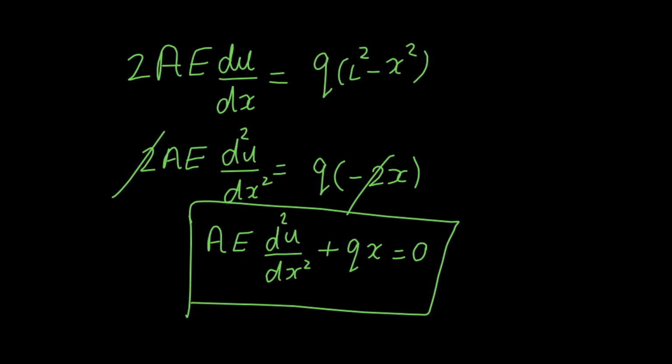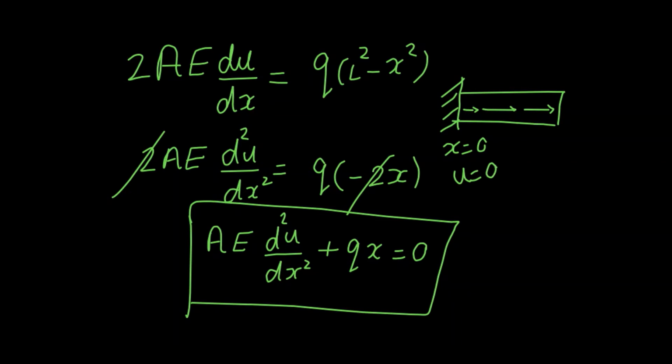Okay, now let me define the boundary conditions. This is a bar that is subjected to uniformly varying axial load. Boundary conditions are quite axiomatic. It's quite straightforward. At x is equal to 0, what is the value of displacement? Obviously, it is going to be 0. That is the first boundary condition. So first boundary condition, u of 0 is equal to 0. Displacement at x is equal to 0 is going to be 0.